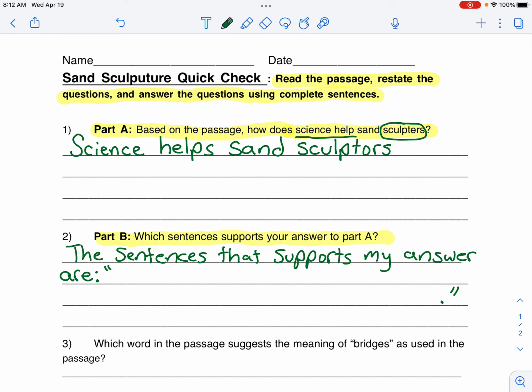Okay, remember, number 2 should not look just like this. It should have an answer after the restate. Go ahead and pause this video, answer your question, and then unpause it. We'll go on to question number 3.